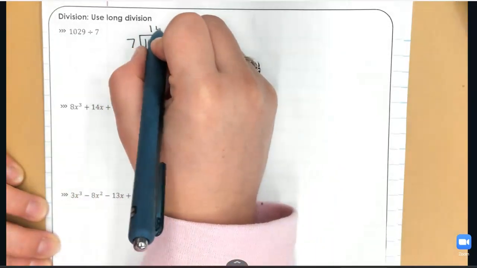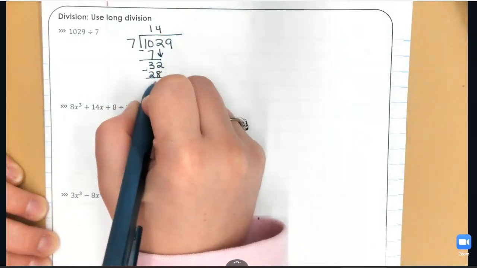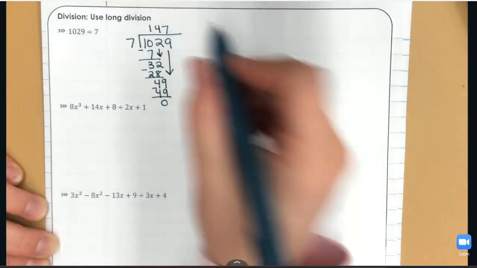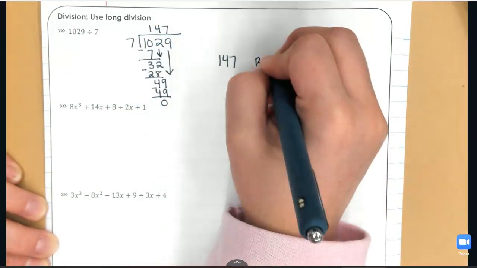Then I'm going to bring down the 2 and say, okay, how many times now does 7 go into 32? Well, that is 4 times. 4 times 7 is 28. 32 minus 28 is 4. Now I can bring down the 9. 7 goes into 49 7 times. 7 times 7 is 49. So I'm left with 0. I don't have anything else to bring down, so my final answer is 147, and I have a remainder of 0.